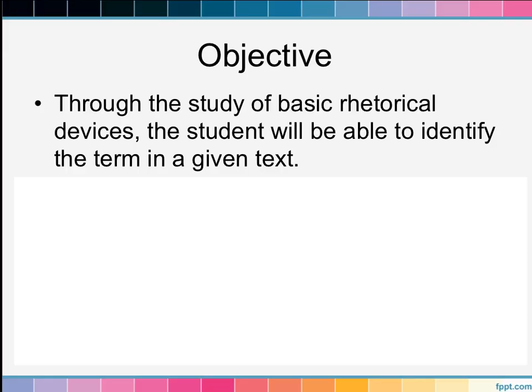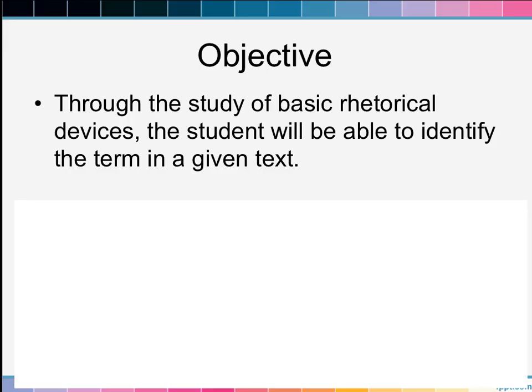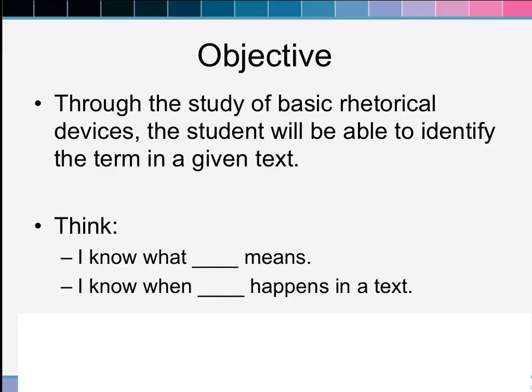Specifically, the objective for today's lesson is that through the study of basic rhetorical devices, you will be able to identify the term in a given text. And ultimately, our goal is to be able to analyze why this term is used, and then how it affects the audience. In other words, I want you to think, I know what blank means, and then I want you to think, I know when blank happens in a text. Very basic level, we just want to be able to identify these devices as they occur.